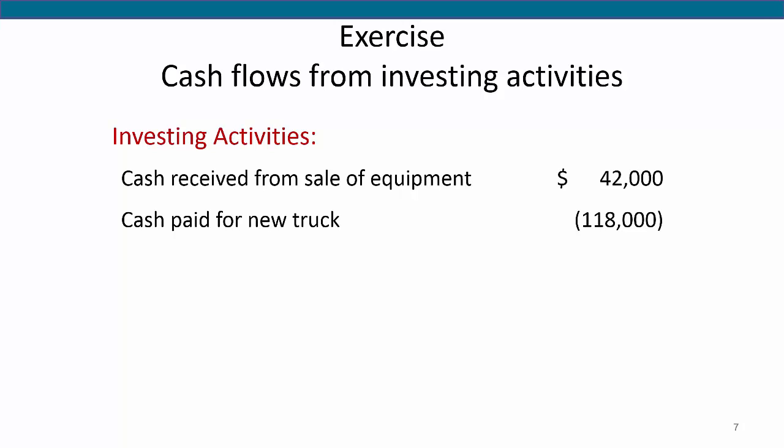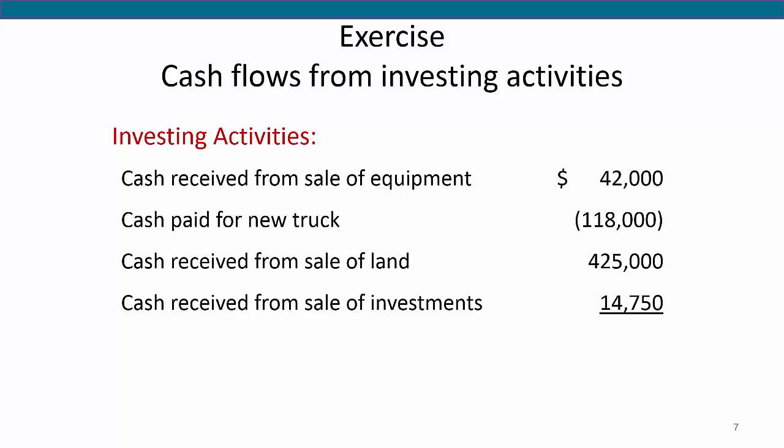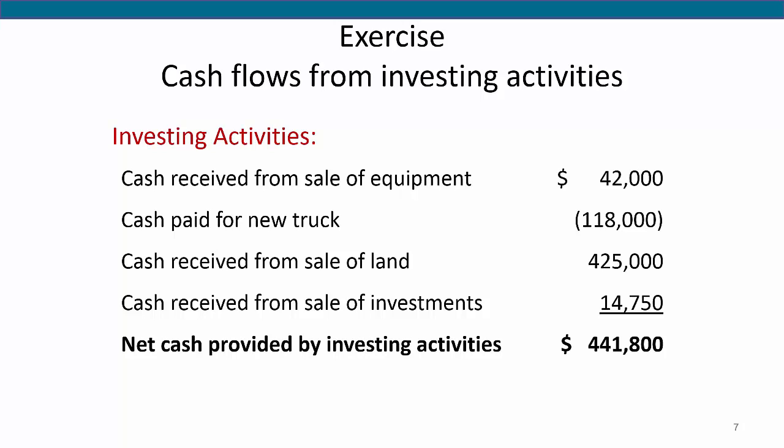What about the sale of land? Do you need to calculate anything? No, the amount of cash received is given to us in the facts, $425,000. The same thing is true with the amount received from the sale of investments. We received cash of $14,750. Now we just total up the cash inflows and outflows to get the total cash provided by investing activities of $441,800. Our next video will be about the financing section.